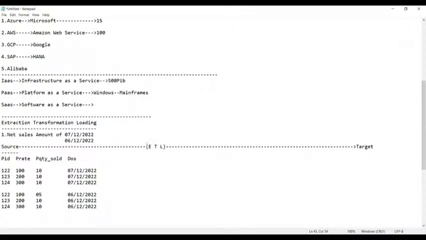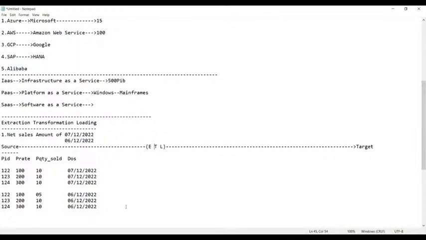How does it work? So now, guys, extraction. Tell me, what do you mean by extraction? Extraction is the process of pulling in the required data. ETL, that is nothing but extraction is the process of pulling in the required data.